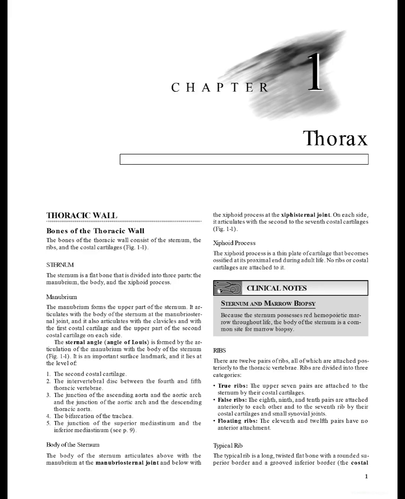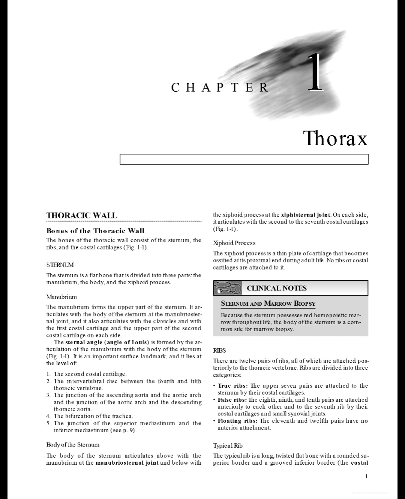In this video, we'll dive deep into the thoracic wall, the bony structure that protects your heart and lungs, supports breathing, and plays a crucial role in human physiology. We'll cover the sternum, the central bone of the chest; the 12 pairs of ribs, including true, false, and floating ribs; the costal cartilages, essential for flexibility and movement; and clinical insights: why the sternum is used for bone marrow biopsies, and how rib fractures can impact the body.